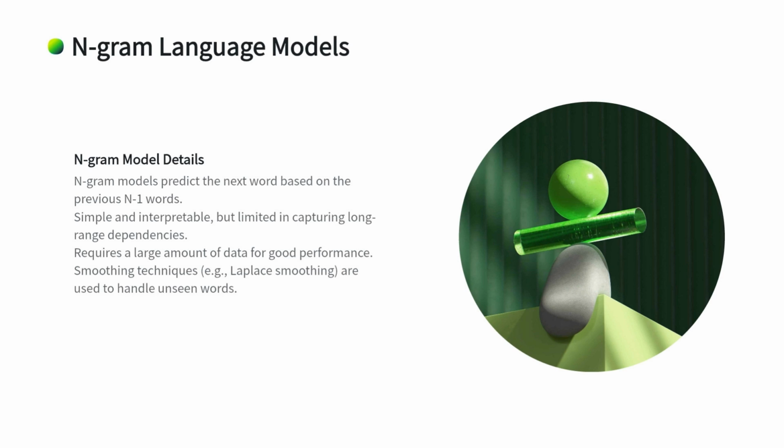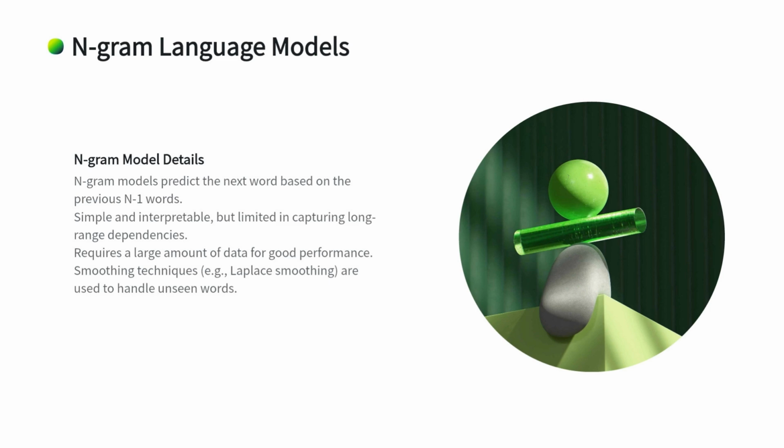To mitigate this, smoothing techniques, such as Laplace smoothing, are used to assign a small, non-zero probability to unseen word combinations. Despite their simplicity, n-gram models are still widely used in applications where computational resources are limited or the dataset is small.